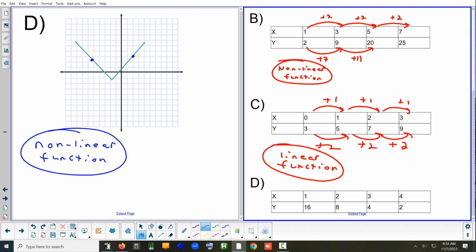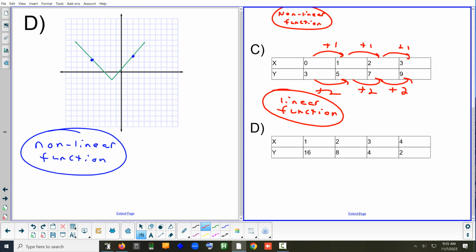Okay, so I'm really trying to explain that difference between something being a linear versus nonlinear and a function versus not a function. It's really two separate things. Okay, let's look at this one. Are there any repeats in the x? No. No, so it's definitely a function. Now the next step is to determine if it's linear.